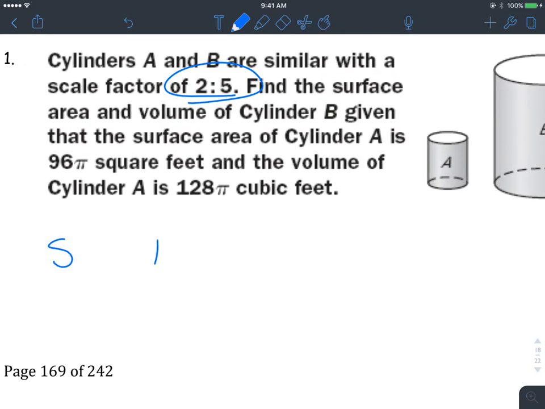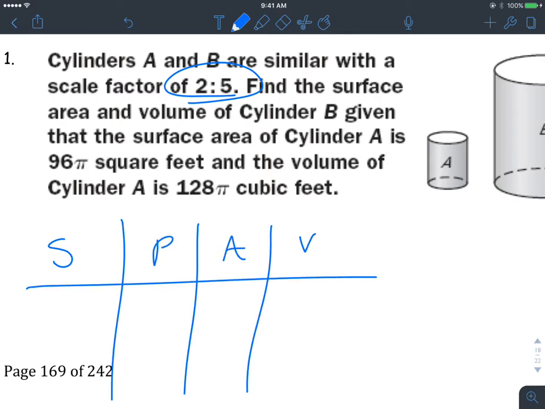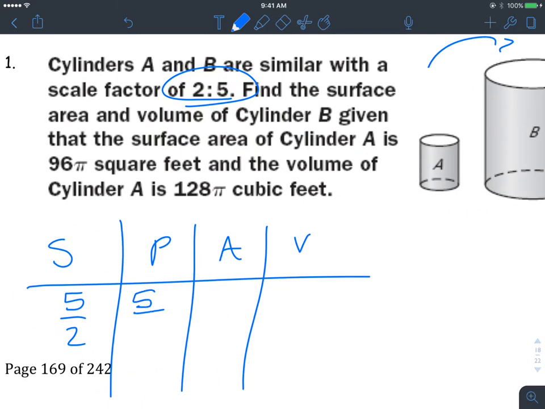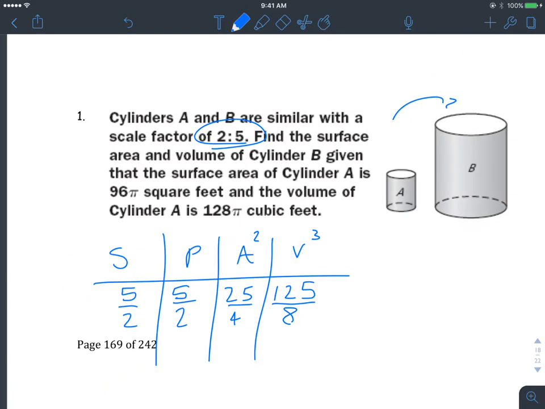So we're going to make an SPAV chart, so we're going to put all that there. We're going to say the scale factor is 2 to 5, and actually we'll say 5 to 2 since it looks like it's getting bigger. That means the ratio of the perimeters, which we call the circumference here, is also 5 over 2. And then the areas, you're going to say it's 25 over 4 because you got to square it. And then volume, you want to cube it. And remember, you want to cube the original scale factor. So that'd be 5 times 5 times 5, or 125, and then over 8.